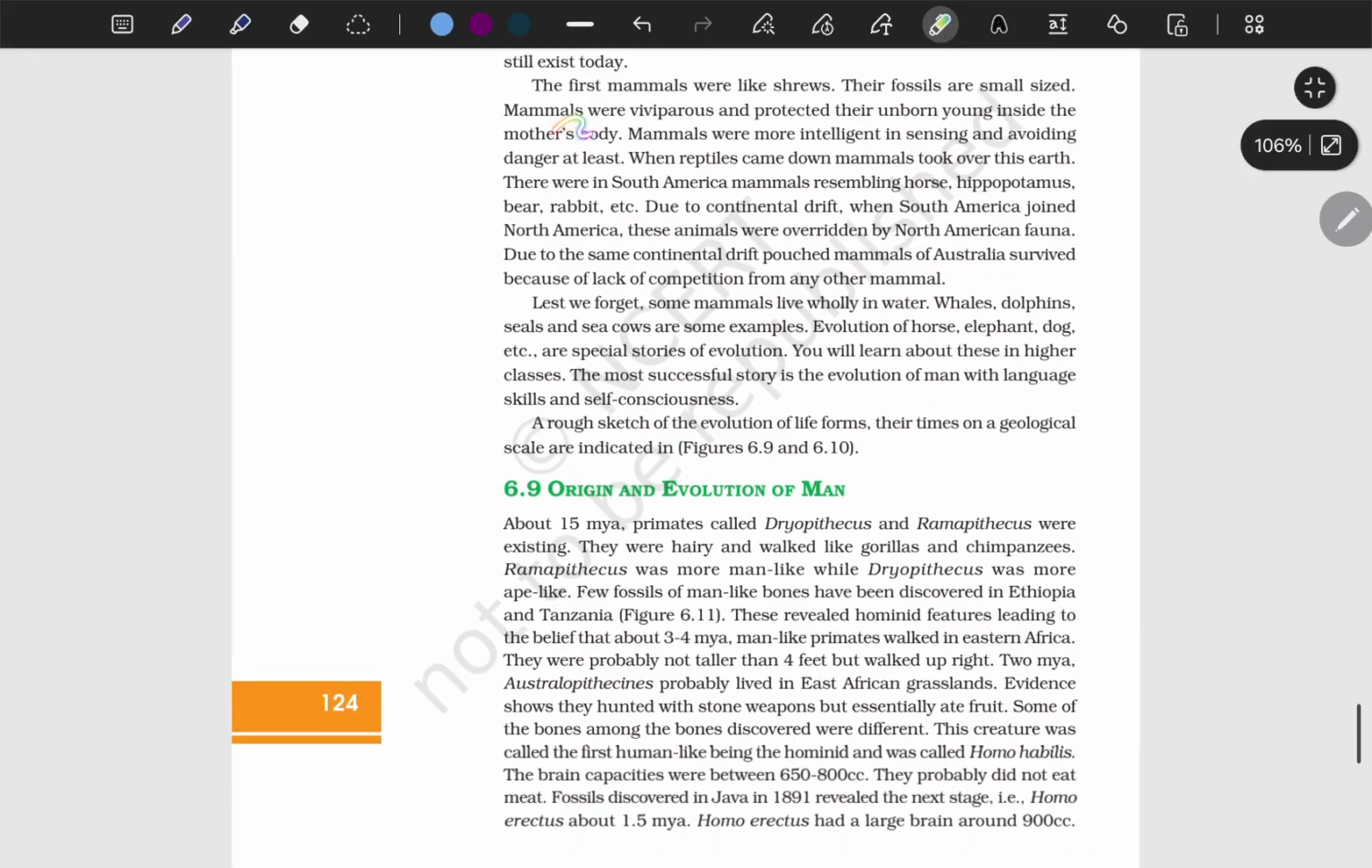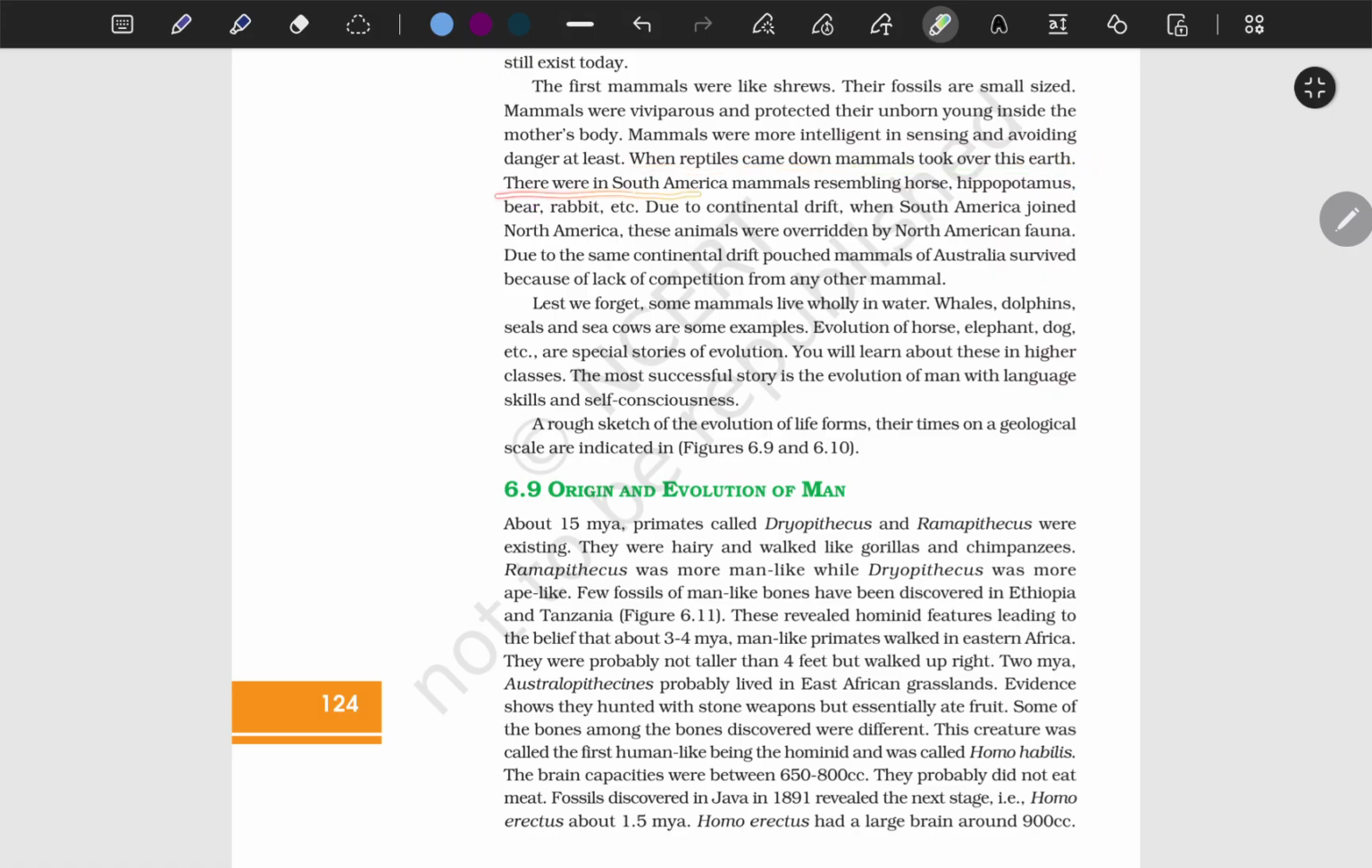The first mammals were like shrews. Their fossils are small in size. The mammals were viviparous and protected their unborn young inside the mother's body. The mammals were more intelligent in sensing and avoiding danger, at least. When reptiles came down, the mammals took over this earth.